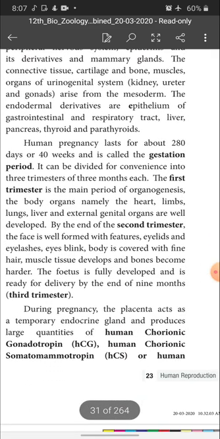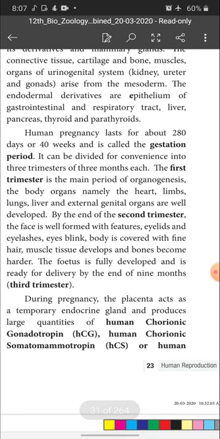Next is the placenta during pregnancy. Hope you could understand about the gestation period. You may get a question: what is gestation period, how is it divided, and discuss the changes in each trimester. Sometimes it can be a 5 mark question, sometimes a 1 mark question. For NEET, you will have questions from this part.